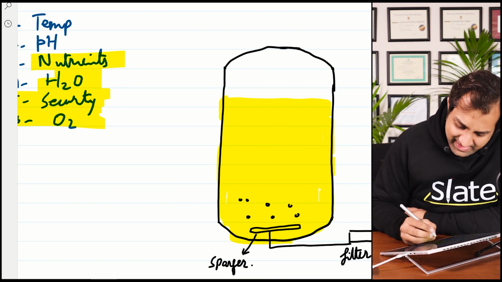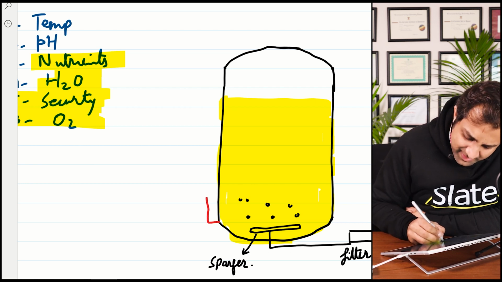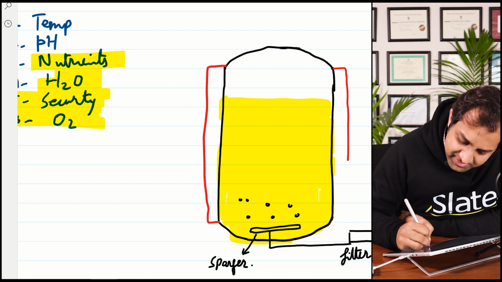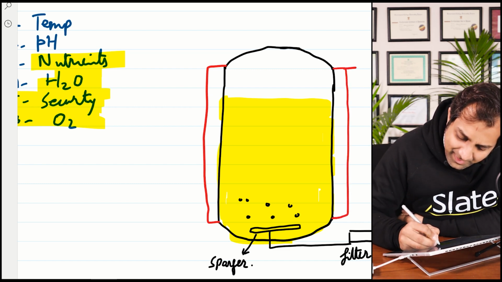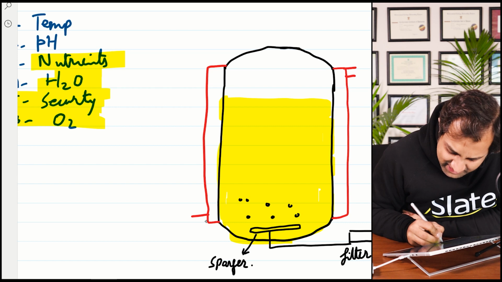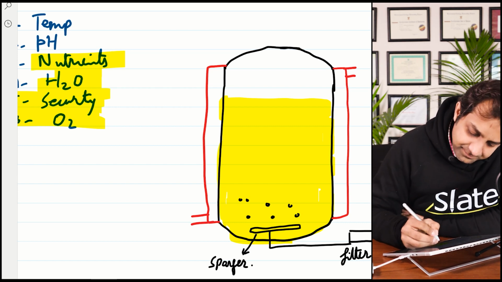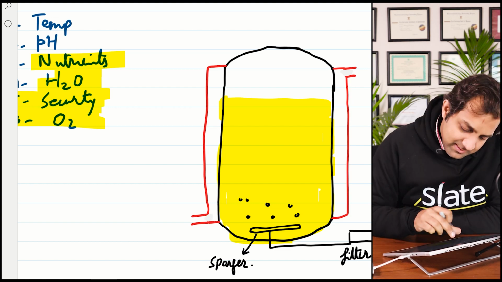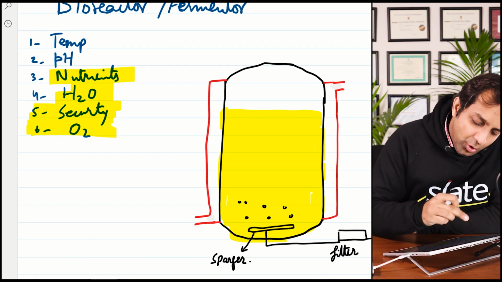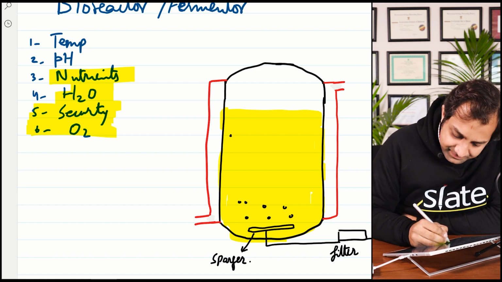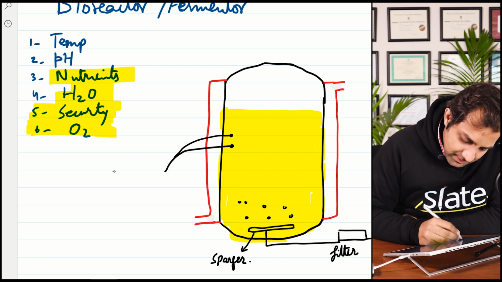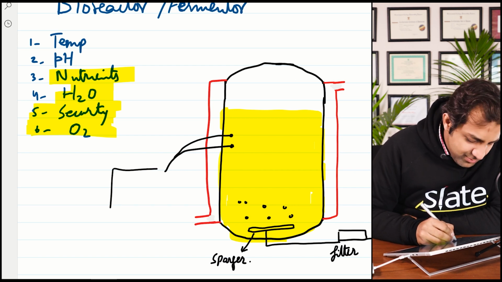Now, we need to maintain temperature. In order to maintain the temperature, we have a temperature maintenance jacket around it. From one part, there is an inlet of water, and the other part, there is an outlet of water. Now, we have temperature probes which are attached to a computer, and you can watch on the screen whatever is going on.